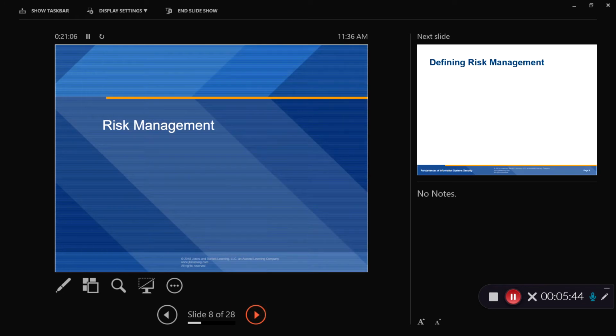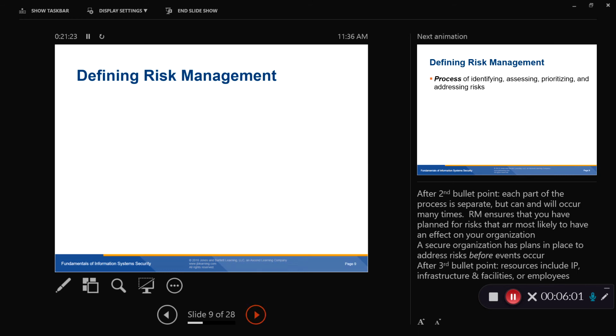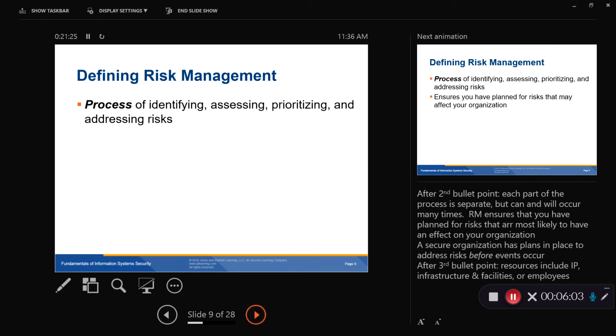Well, first, we're going to talk about risk management. Now, risk management includes something important called risk assessment, but this is overall risk management. We will talk further about it later on in the course, but this is the introduction to risk management. So let's go ahead and define it. It is the process of identifying, assessing, prioritizing, and addressing risks. And it is a process.